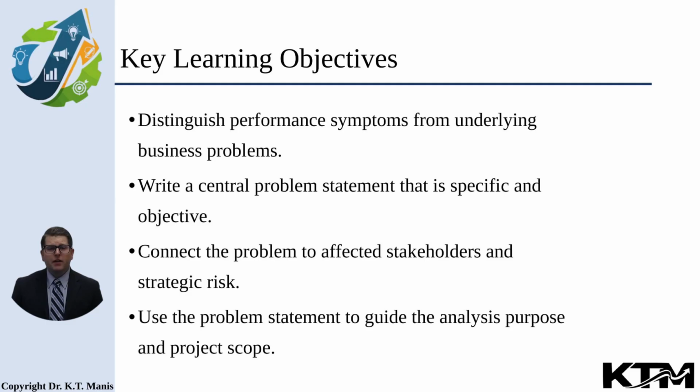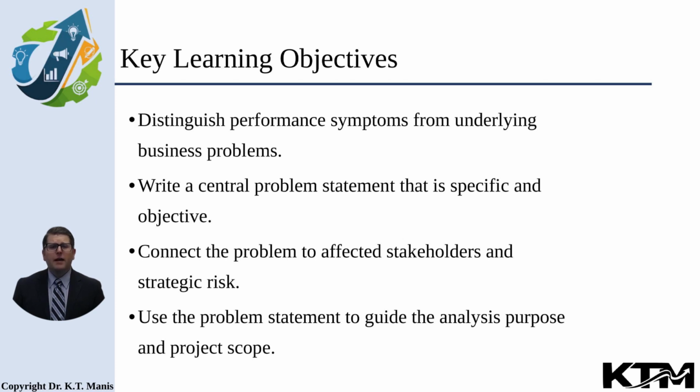By the end of this video, you should be able to do four things. First, separate business symptoms from real underlying problems. Second, write a problem statement that is specific, objective, and useful. Third, connect the problem to stakeholders and business risk. And fourth, use the problem statement to guide the scope of your analysis.